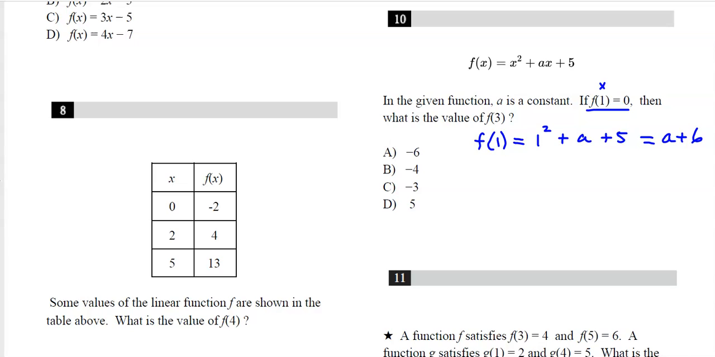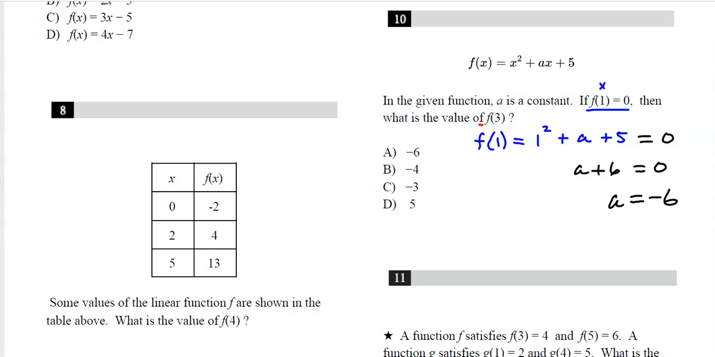But they tell me that that equals 0. They already tell me that that expression needs to equal 0. So this a plus 6 needs to equal 0. So it looks like a has got to be negative 6. And so now that's step 1, figure out what a is.